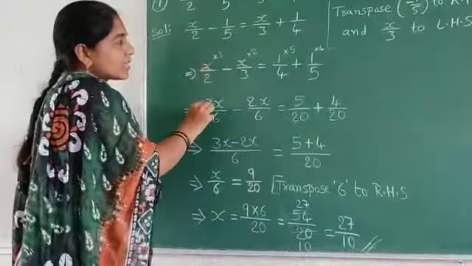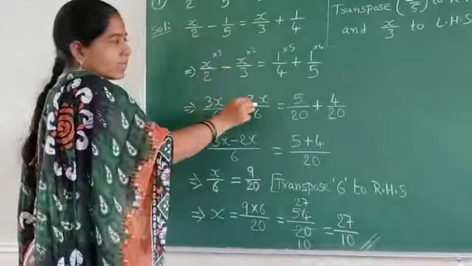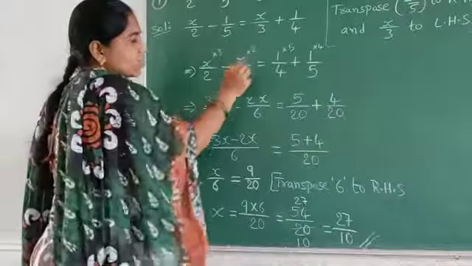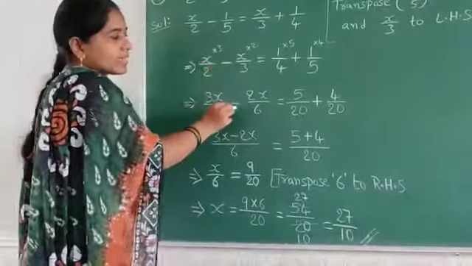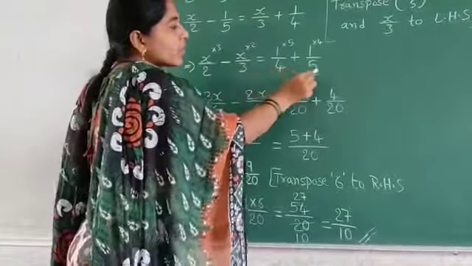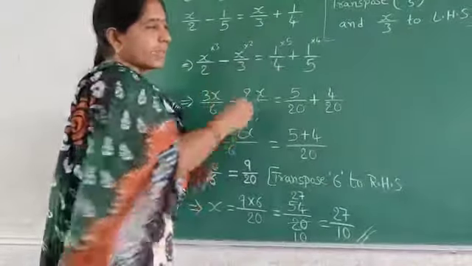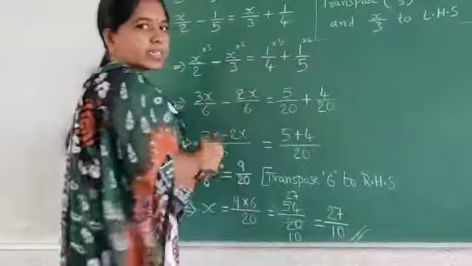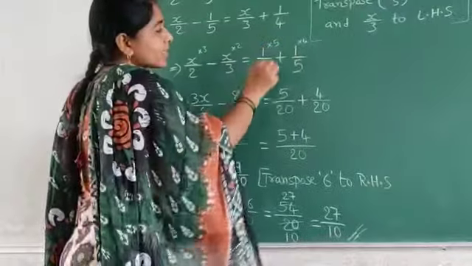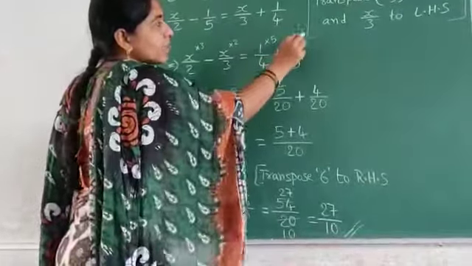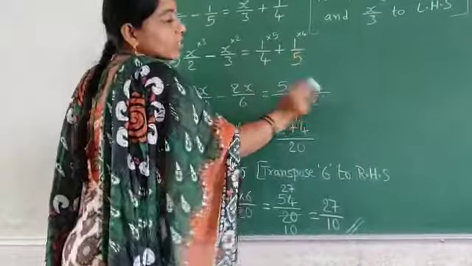3 into x is 3x. 2 into x is 2x. 3 2s are 6 and 2 3s are 6. In between minus, which is equal to, for 4 and 5 the LCM we will get is 20. 4 5s are 20 and 5 4s are 20, children. Then 5 1s are 5, 5 4s are 20, 4 1s are 4, 4 5s are 20.